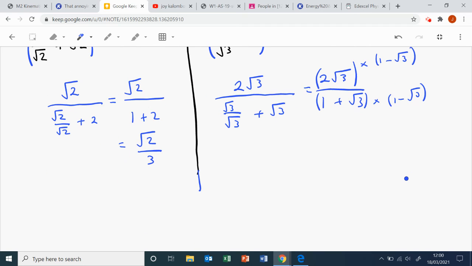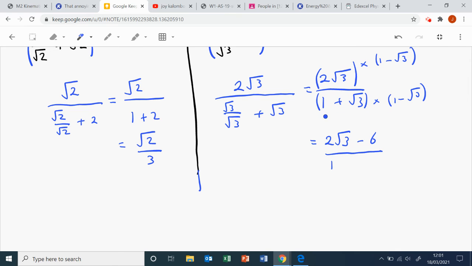Okay, so the top part, you have 2 root 3 multiplied by 1, which is 2 root 3. Then 2 root 3 multiplied by minus root 3. Well, first of all, root 3 times root 3 is going to give you 3, and then times that by 2 is going to give you 6. So you have minus 6. Then it's all over. Here it's the double bracket expansion.